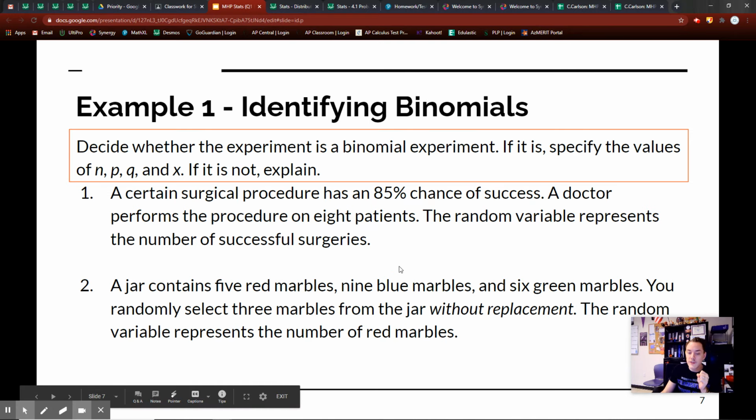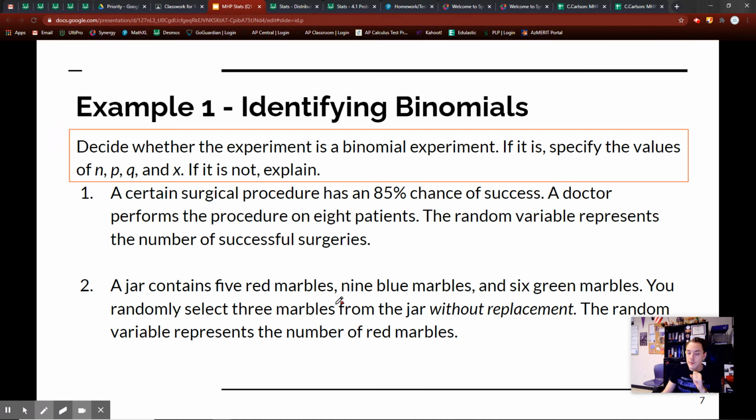A jar contains 5 red marbles to be exact, 9 blue marbles, and 6 green. You randomly select 3 marbles from the jar without replacement. So this is the key part. Without replacement, the random variable represents the number of red marbles. This tells me automatically that it's dependent, because since I don't replace the marbles, I take them out of the jar and leave them be. Okay, that means my total is changing. My probability is changing. Since my probability is changing, it's no longer independent.